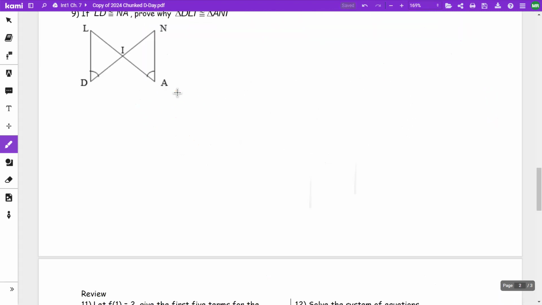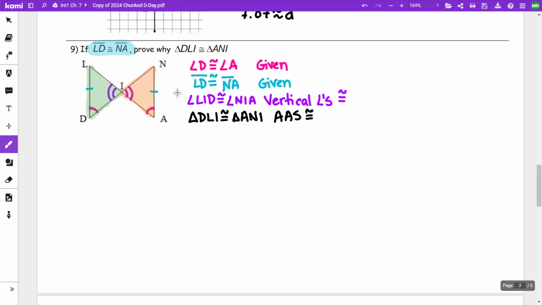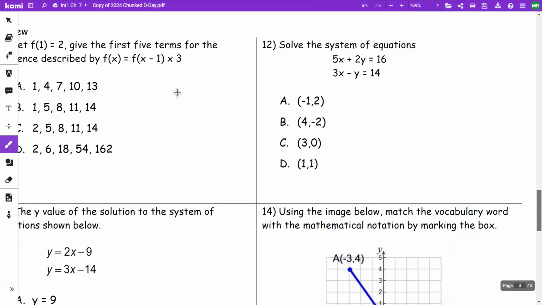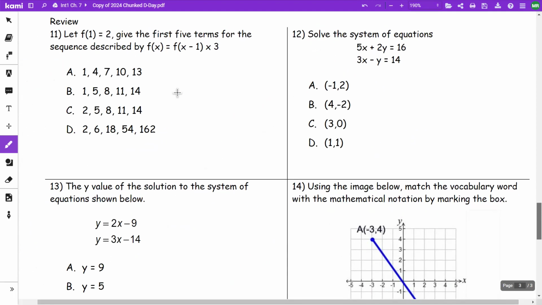On the next problem, on 11, it says if f of 1 is 2, give the first 5 terms for the sequence described by f of x is equal to f of x minus 1 times 3. So really, this is f of x is equal to f of x minus 1 times 3. They wrote it as an x for the multiplication, but it's times.